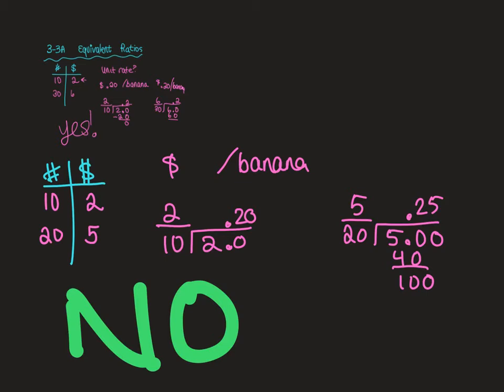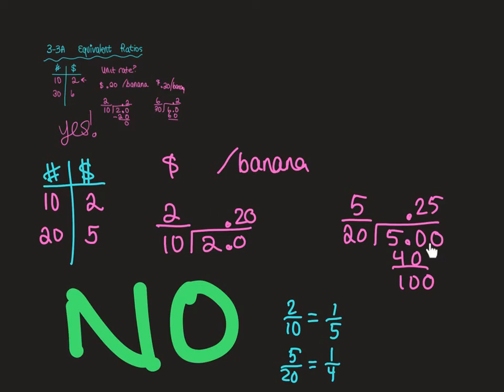I'll let you in on a little secret. That's not the only way you could figure this question out. What if I took my 2/10 and I simplified it to 1/5? What if I took my 5/20 and I simplified it? Is it 1/5? No, it's 1/4. If you simplify and you get different answers, they're not equivalent.